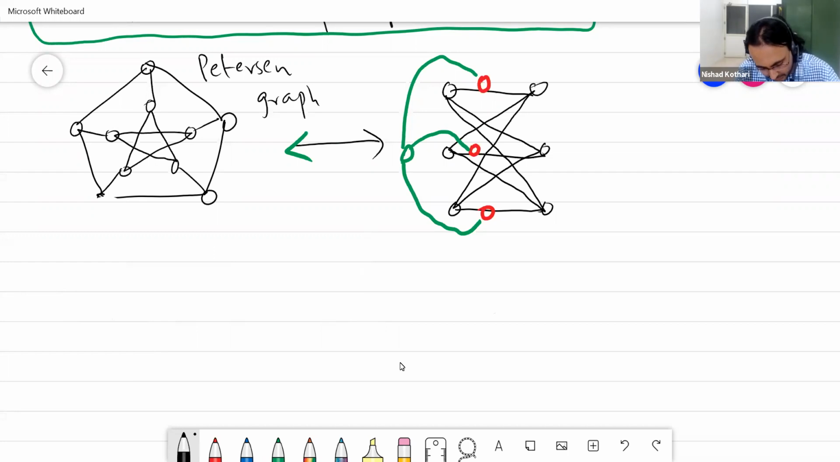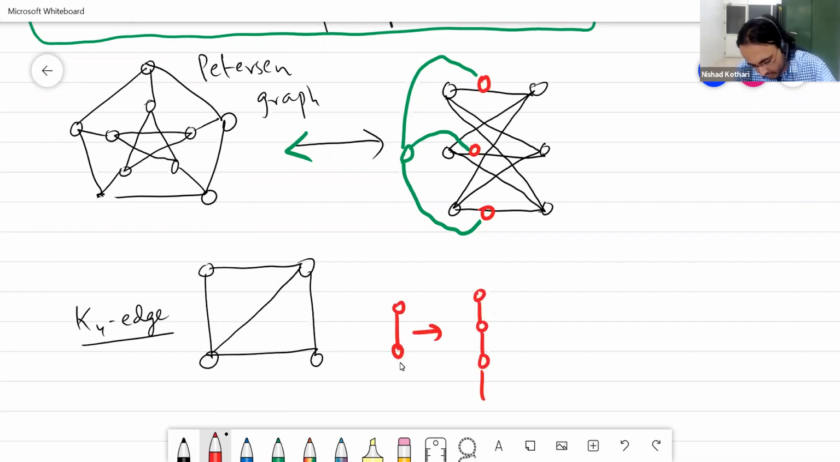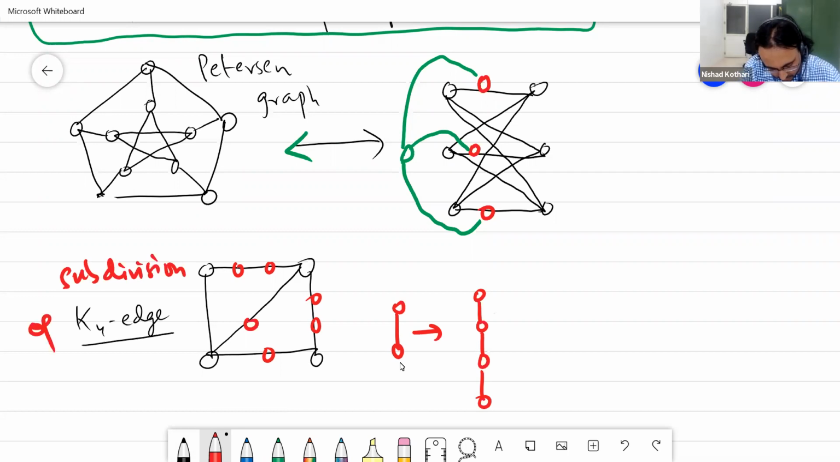So subdivision just means that if this is your graph K4, let me take a different graph, let's say. I took K4 minus one edge just to have some variation. Then a subdivision of K4 is where you replace each edge by a path. Okay, so I can put a vertex here, I can put some vertices here. And now what I have is a subdivision of the original graph. Is that good? Okay, thank you.